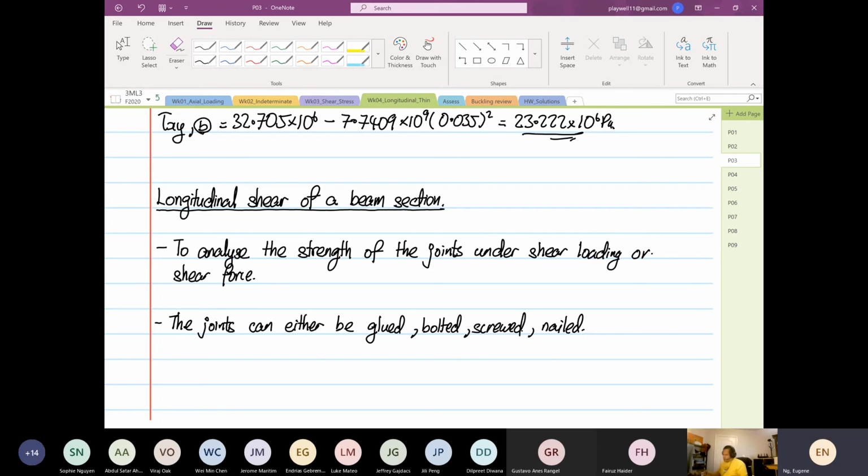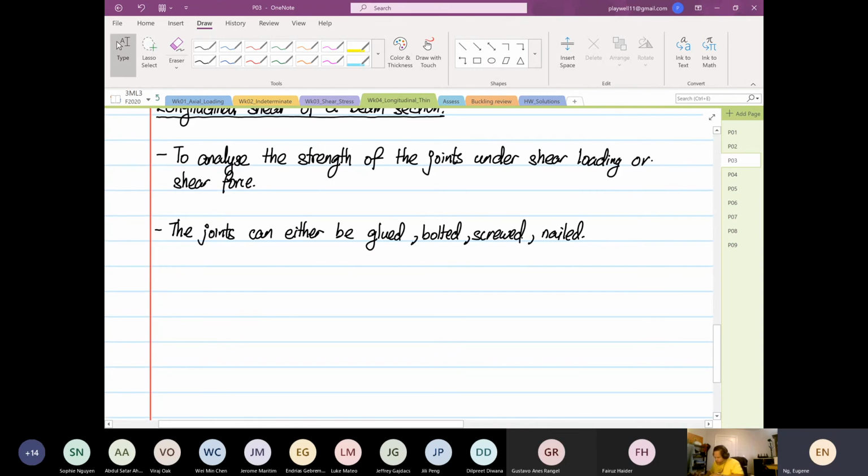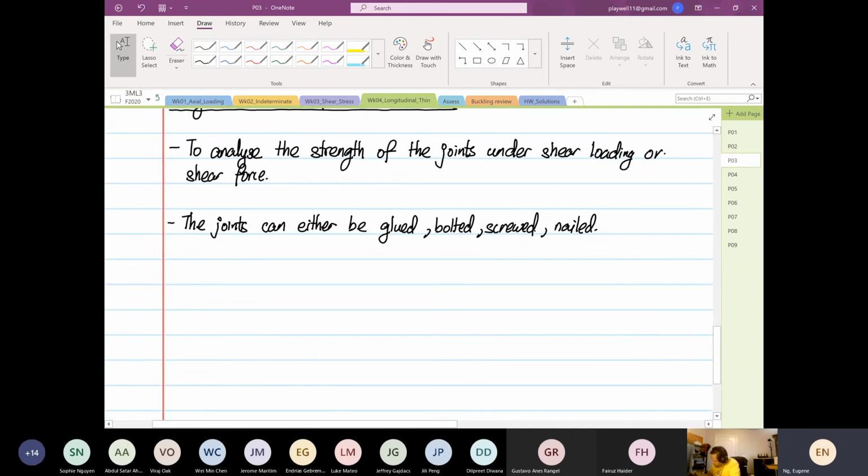So if we have a section now, here we have a section now. By the way, wait, let me draw for you there.